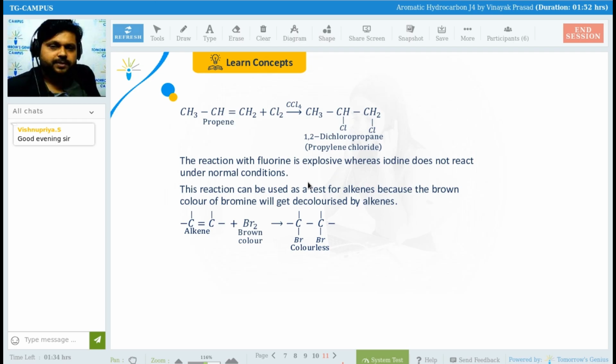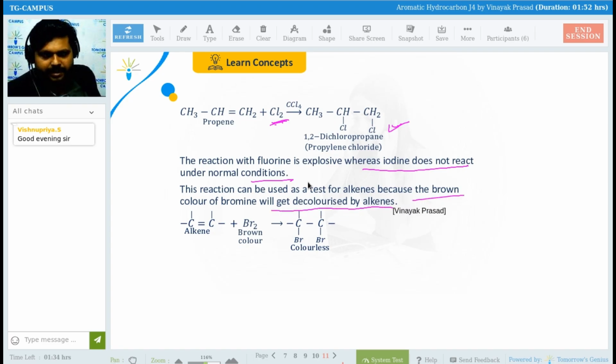Any doubt? No. See here, again you can see propene, CCl4. This time Cl2 is there. So again, we will get Cl, Cl at the second and third carbon. The reaction with fluorine is explosive, whereas iodine does not react under normal conditions, right? The reaction can be used as a test for alkene because the brown color of bromine will get decolorized by alkenes. So again, Br2 will add in this manner, and this will be colorless. So we'll have Br and Br.